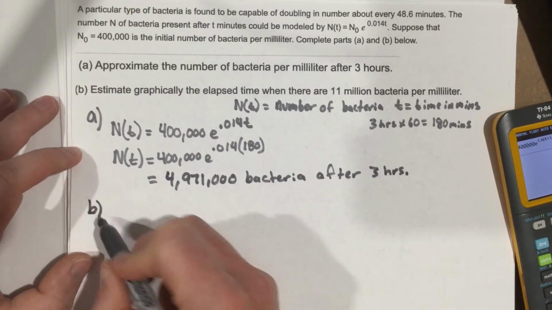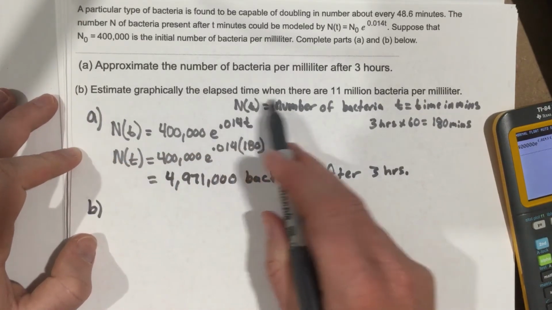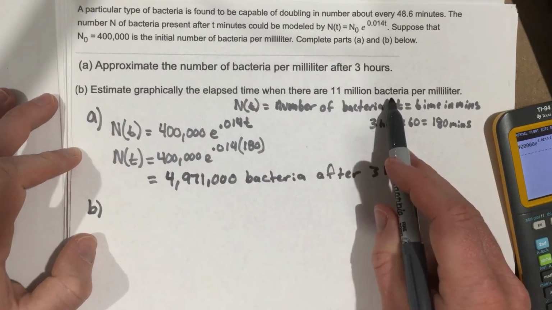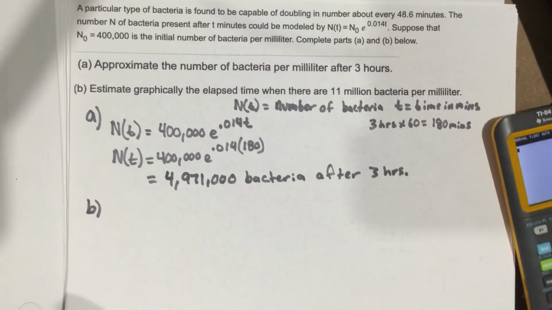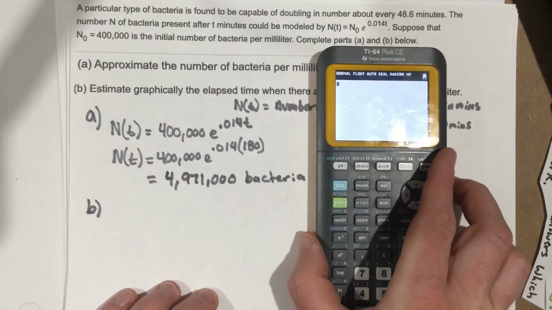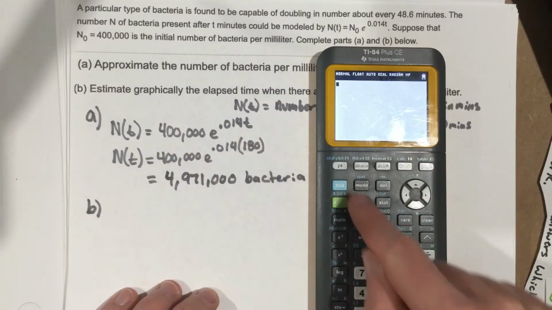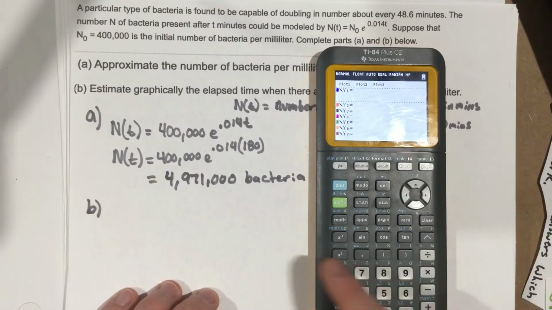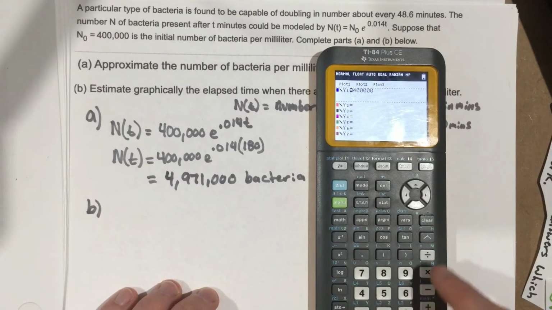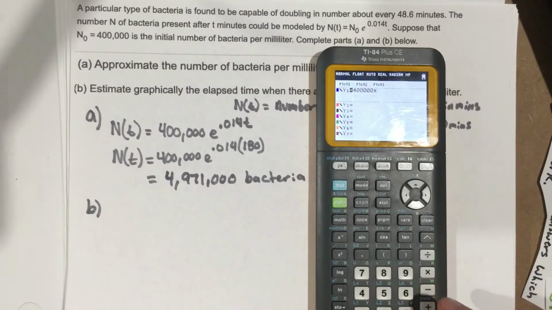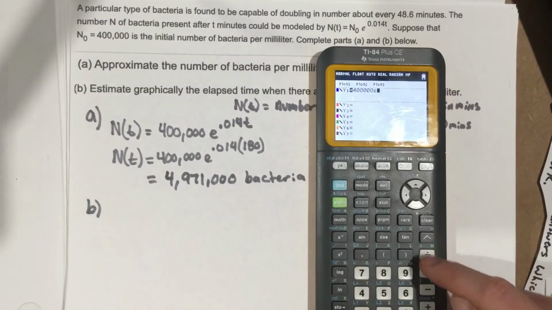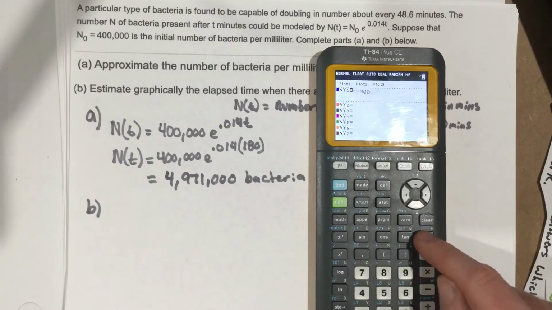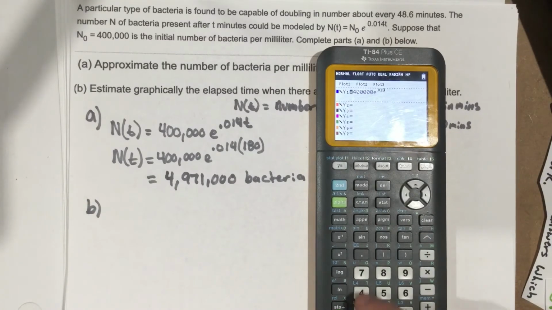Okay, part B. Estimate graphically the elapsed time when there will be 11 million bacteria per milliliter. So if they want us to estimate that graphically, we're going to go ahead and use the calculator to graph this. We're going to type in this function. So let's go y equals, and we're going to say 400,000 e to the 0.014 t, or x for t.